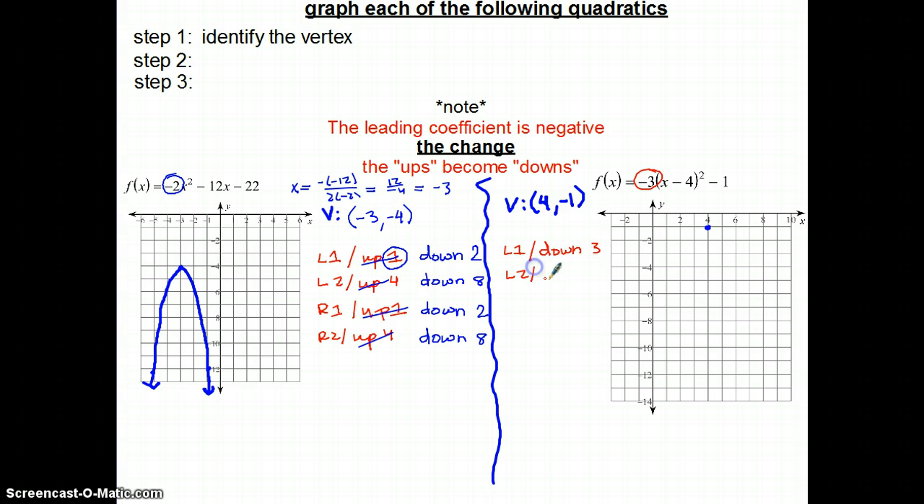Instead of left 2, up 4, I'm going left 2 and down 12. Instead of right 1, up 1, I'm going right 1 and down 3. Instead of right 2, up 4, the up becomes down, and 4 times 3 is 12. So following this pattern from my vertex, I go left 1 down 3, left 2 down 12, right 1 down 3, and right 2 down 12, and connect the dots to create my parabola.